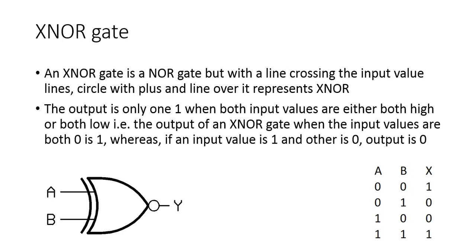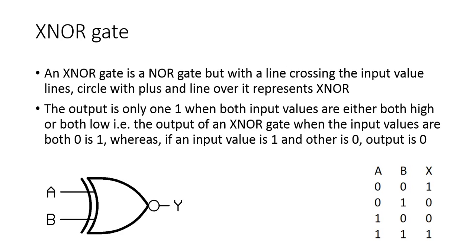So let's get on with it. The output is only 1 when the input values are both high or both low, i.e. the output of an XNOR gate when the input values are both 0 is 1, whereas if one input value is 1 and the other is 0, the output is 0. So as you can see, it's exactly the same as a NOR gate and an OR gate, except with the added addition of the line where the input values are.